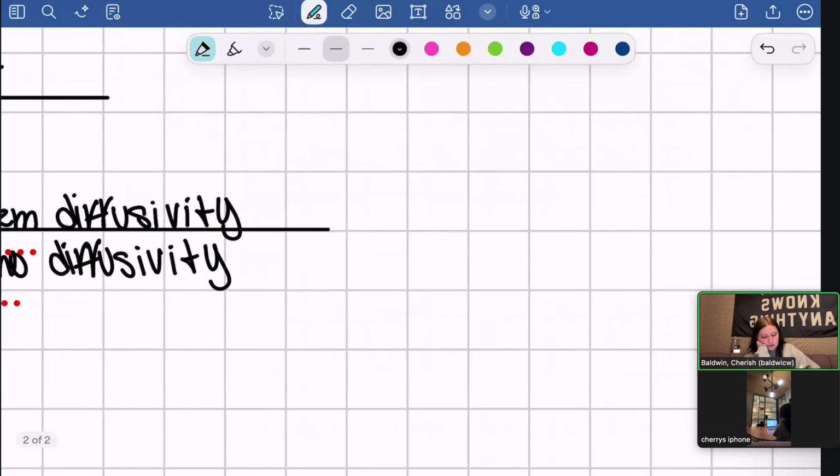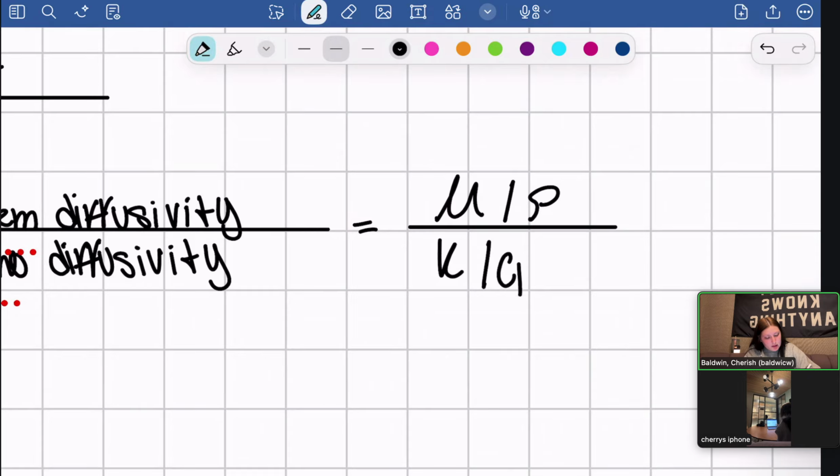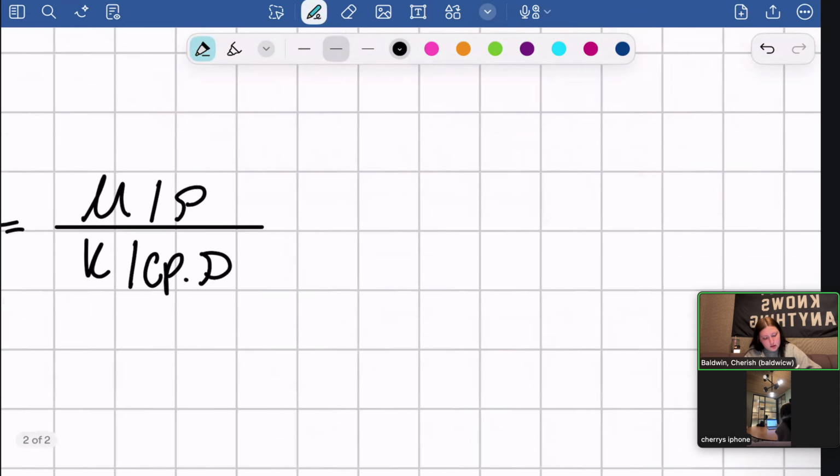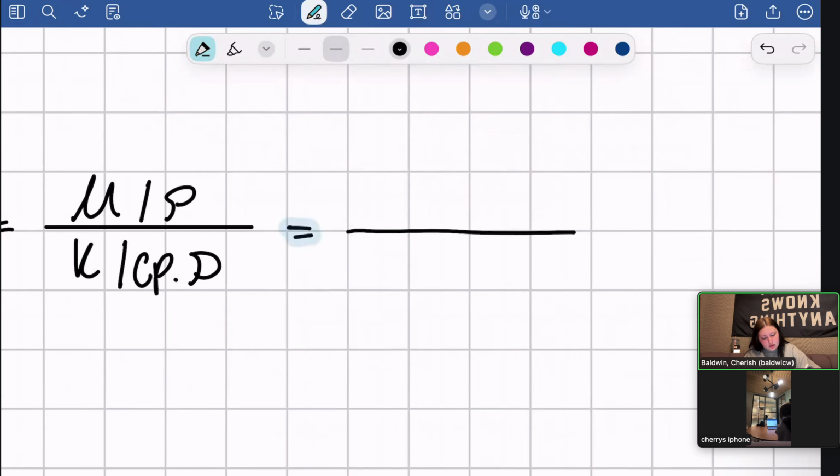Which is viscosity divided by the density over heat conductivity divided by heat capacity times density, which simplifies to viscosity times the heat capacity over thermal conductivity.